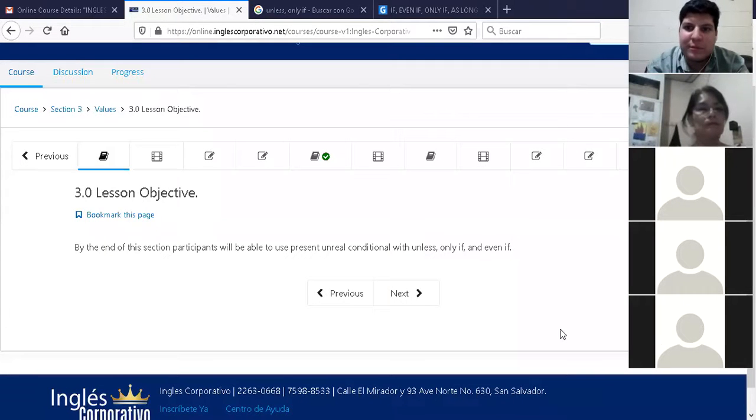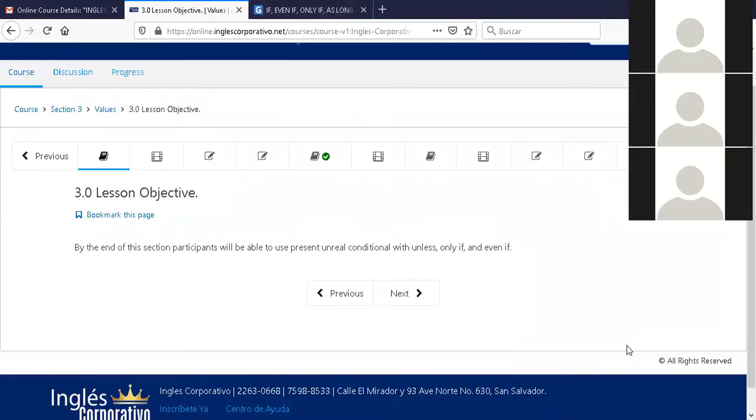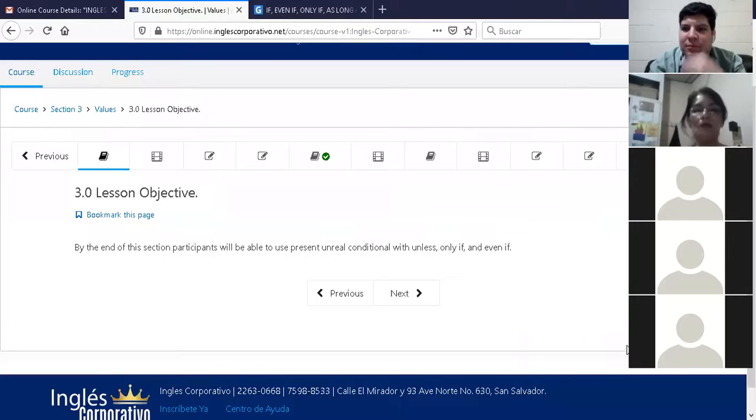Let me go ahead and share it with you. So read it with me, please. Lesson objective. Everyone, I want to hear you. Lesson objective. All right, very good. By the end of this section, participants will be able to use present unreal conditions with unless, only if, and even if. All right, very good.